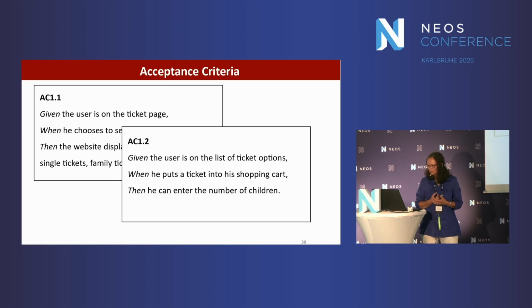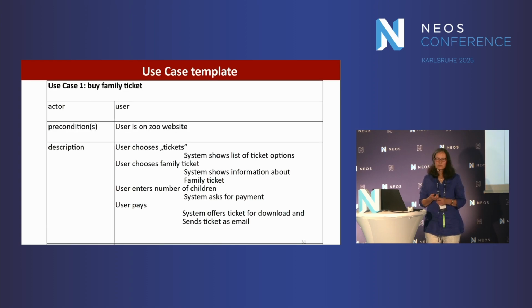Then he puts the ticket into the shopping cart, and here it's the moment where he can enter the number of children. This is also an art to design such processes in a way that it makes sense to the user. Such information like how many children do they have, this should not be entered too early or too late or forgotten or whatever. So there's also some thinking about work processes or usage processes behind.